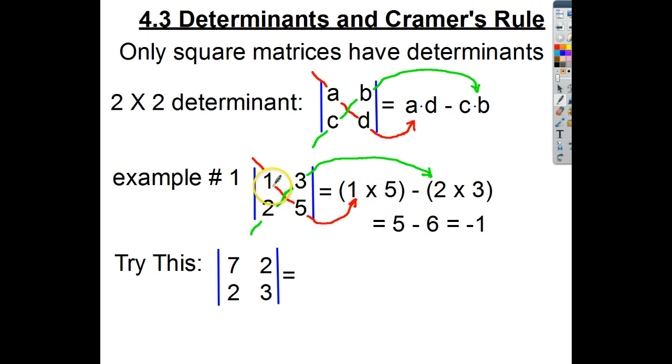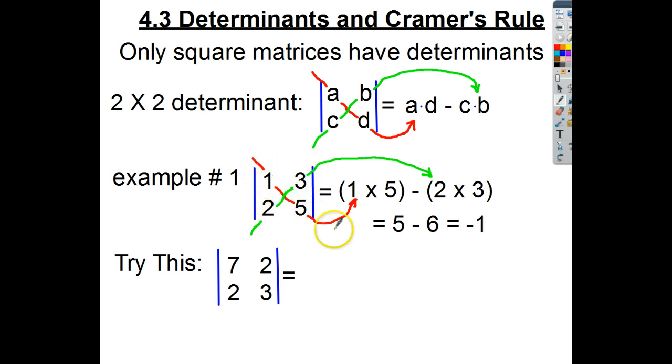So working this out with numbers now, let's put in 1 for A, 3 for B, 2 for C, and 5 for D. We would say to find the value of this, and again it looks like a big absolute value symbol. It's not. It's a determinant. It's different from the matrix. It doesn't have the dog ears.